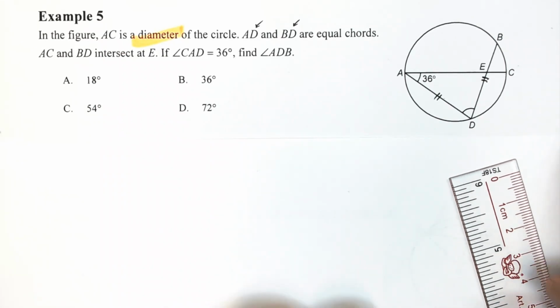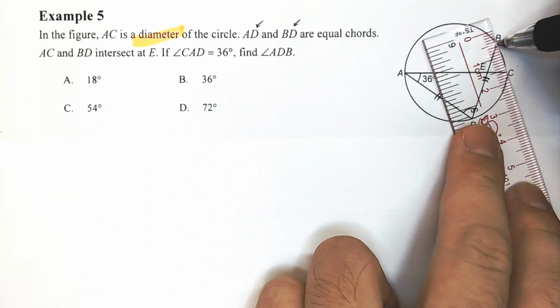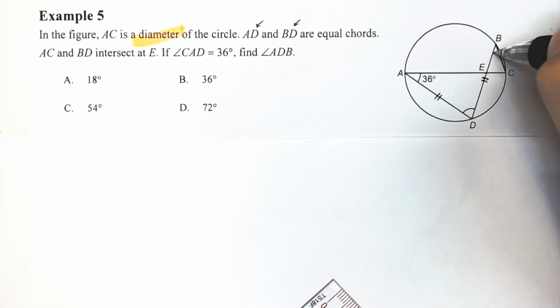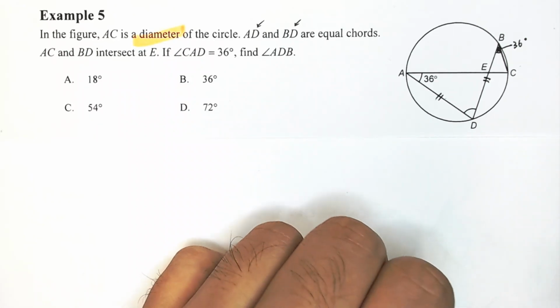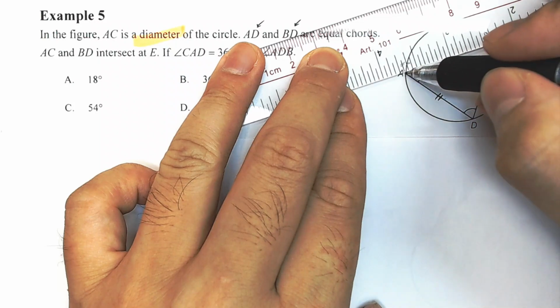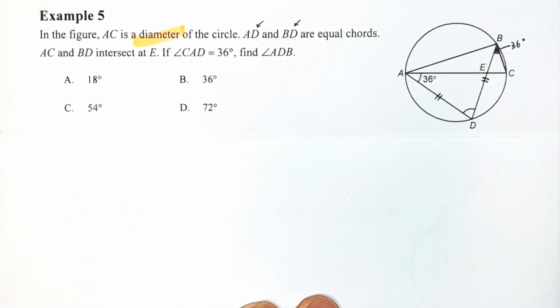Okay, so you need to try more, but in this case I will first join BC, because I can immediately have this angle being 36. And then since the two chords are given to be equal, we need to use it. I need to join AB as well.